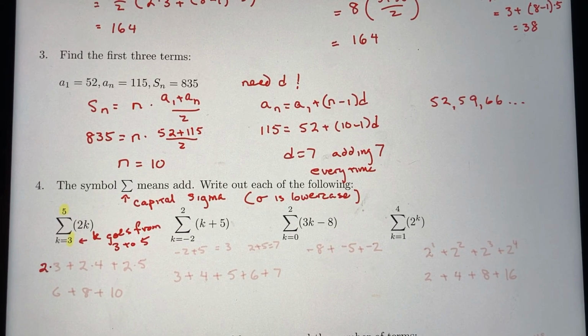So 2 times 3 first, and then 2 times 4, and we end when k gets to 5. So this is just 6 plus 8 plus 10. So notice counting by twos, you have to build the by twos into the formula rather than into the notation. Okay, so start with -2. -2 plus 5 is 3. Then we're going to keep going until we get to +2. Okay, so 3.